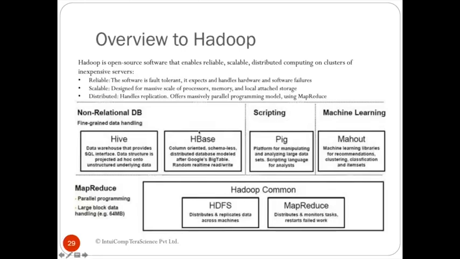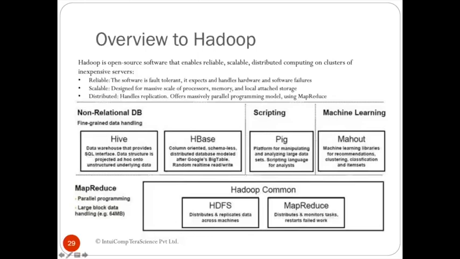So what are the non-relational databases? This is fine-grained data handling. It comprises Hive, a data warehouse that provides a SQL interface. Data structure is projected ad hoc onto unstructured underlying data. Then there is HBase on Hadoop, a column-oriented, schemaless, distributed database modeled on Google's Bigtable, with random real-time read and write.